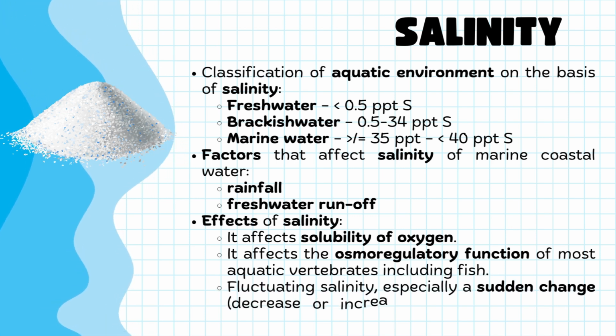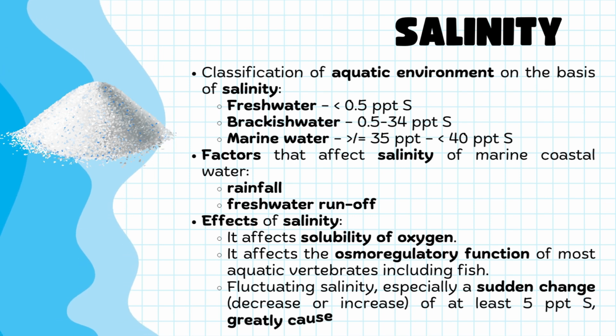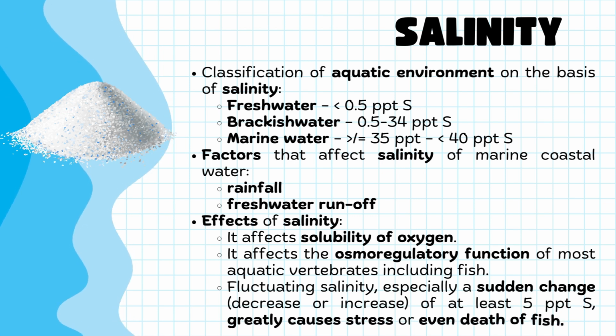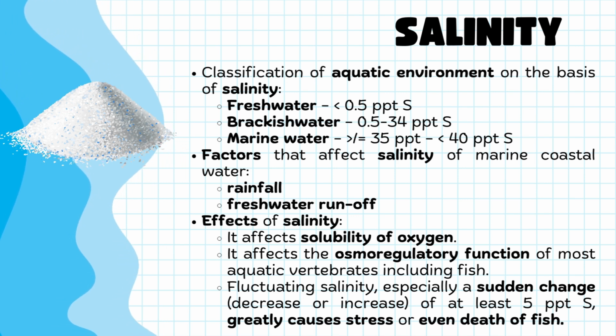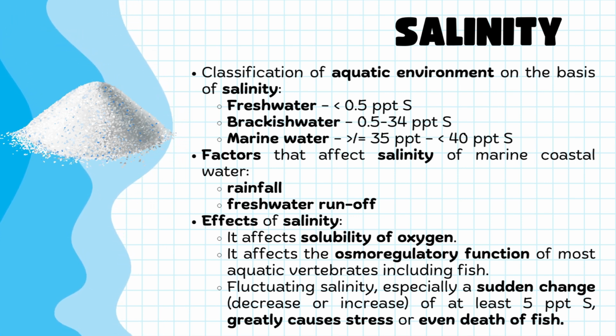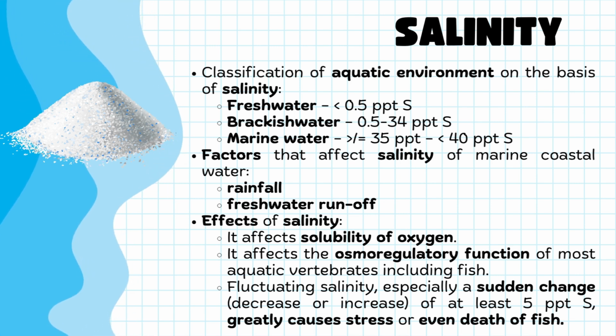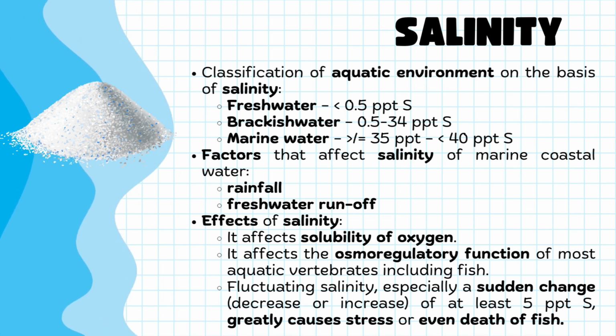Salinity in marine coastal waters is influenced by several factors. Two major factors are, first, rainfall. Rainfall directly and indirectly reduces salinity of coastal marine water. The next one is freshwater runoff. Freshwater runoff from rivers greatly reduces the salinity of the coastal marine water, and so culture sites should not be immediately adjacent to the mouth of the river.